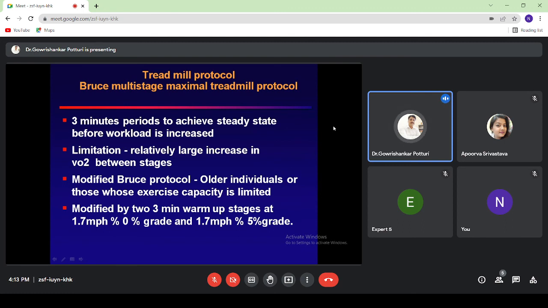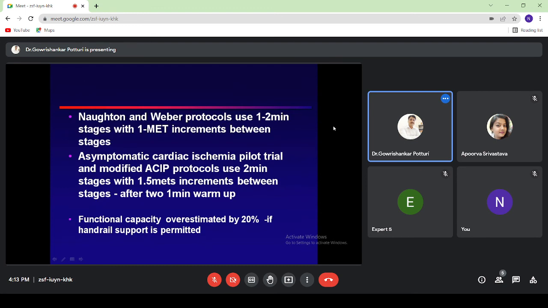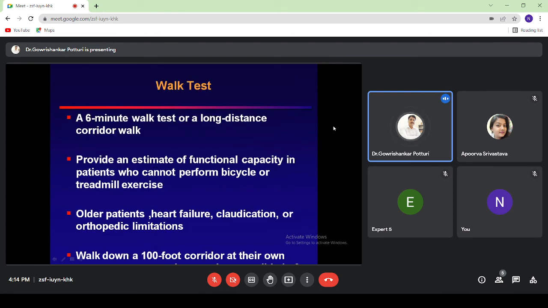If you see a treadmill, it can be elevated and lowered, inclined and declined in height. Naughton and Weber protocols use 1 to 2 minute stages with 1 MET increments between stages. Asymptomatic cardiac ischemia pilot trial and modified ACIP trials use 2 minute stages with 1.5 MET increments between stages after a 1 minute warm-up. Functional capacity is overestimated by 20% if handrail support is permitted.